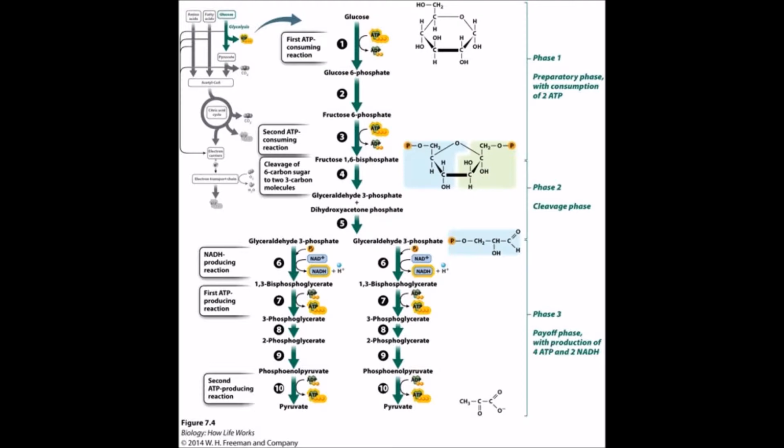The final stage, steps 6 through 10, is sometimes known as the payoff stage because steps 7 and 10 result in 2 ATP produced. In addition, NADH is produced. Finally, the end result of this stage is the production of 2 molecules of pyruvate.